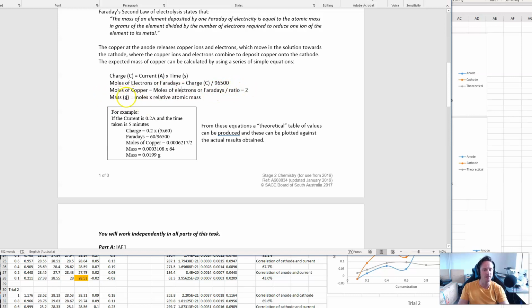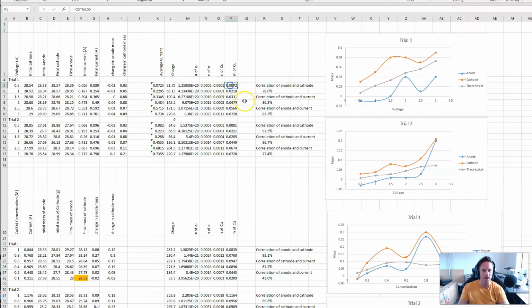And then to calculate the theoretical mass of copper that should be electroplated, it's the moles of copper multiplied by the relative atomic mass. So mass equals number of moles times molar mass. So I've got that here. So basically all of this is calculating this number here, which is the theoretical mass of copper being electroplated.